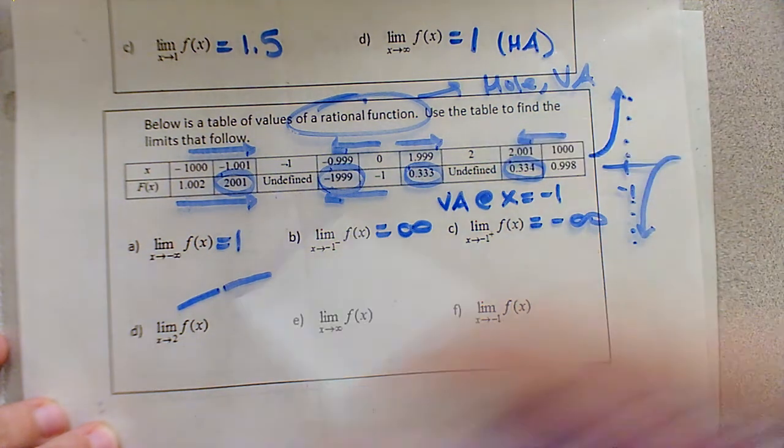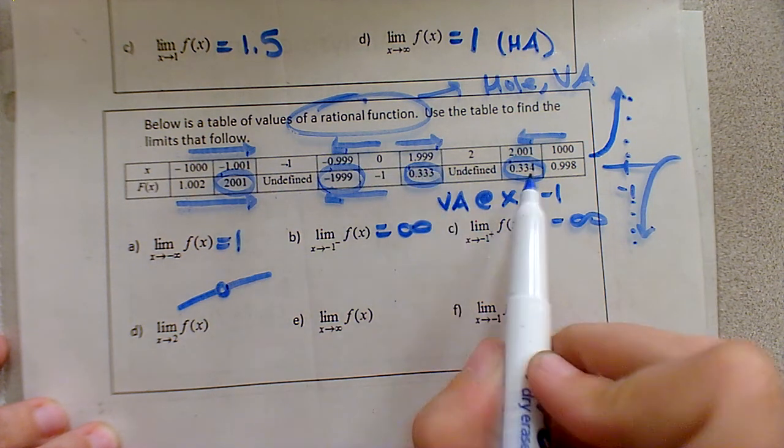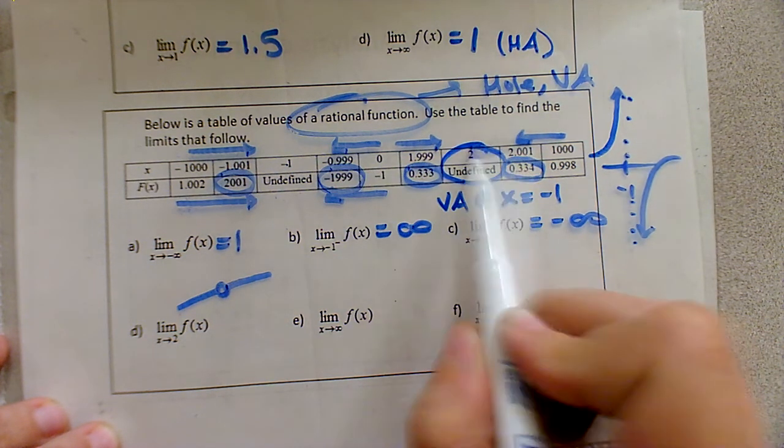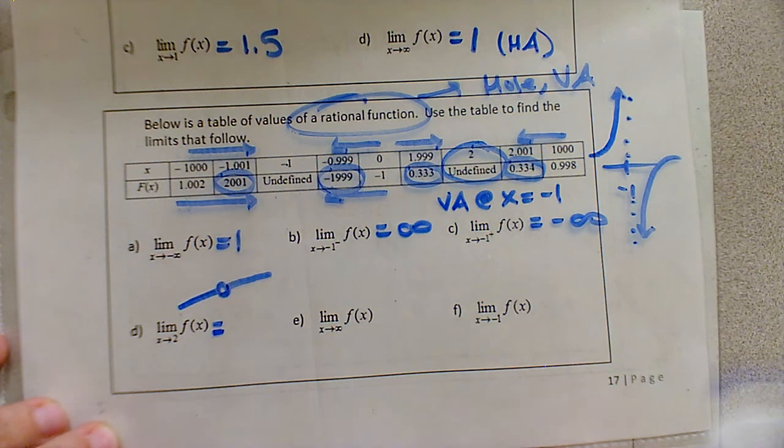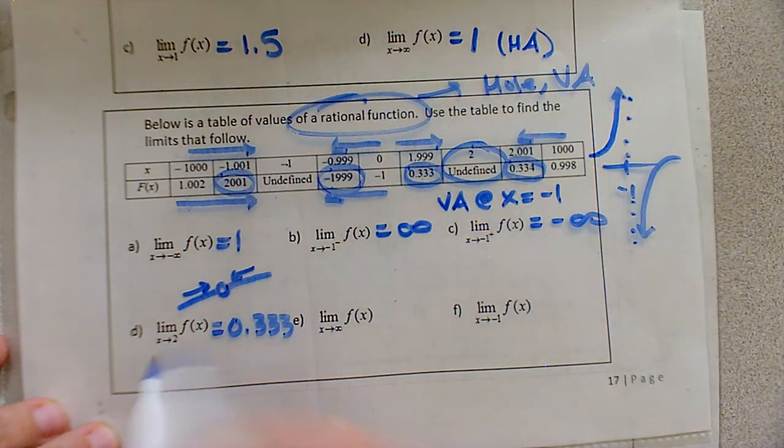However, the moment you are at 2, you are undefined. So it looks like we might have a hole there. Notice how the left and the right are really close, but the actual function value does not exist. The limit, though, does exist because the left and the right side would match up, and that would probably happen at 0.333. Notice how the left and the right are very close to that value. So it looks like we have a hole at x equals 2 based off of that limit analysis.